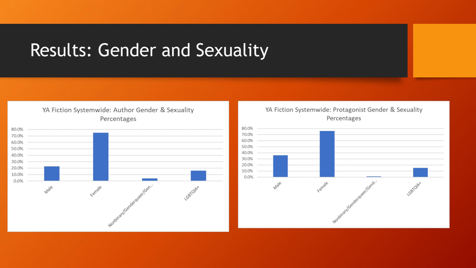Okay, next slide. This is the system-wide data for gender and sexuality for authors and protagonists. And the vast majority of both authors and main characters were female.